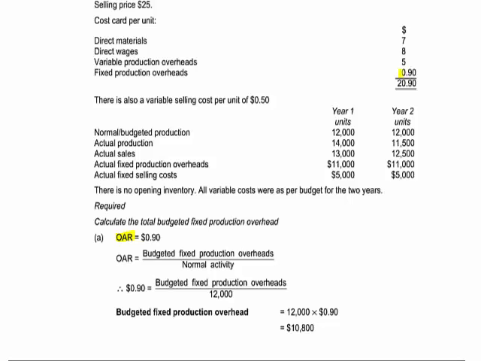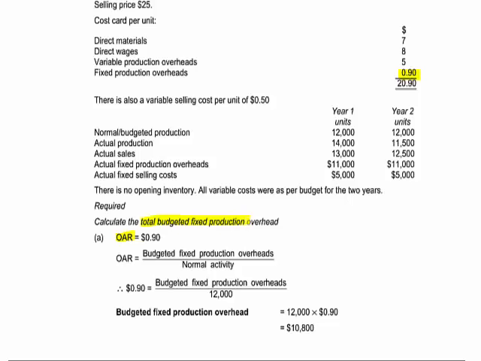In our cost card then, we've got our fixed overheads as 90 cents per unit. What we have to do then is to work backwards to find the total budgeted fixed production overhead. And from a set of information like this, that could be a requirement in your exam. So as well as using the formula to work out the overhead absorption rate, you could also have to work backwards to work out normal activity, or in this case, budgeted fixed overheads.